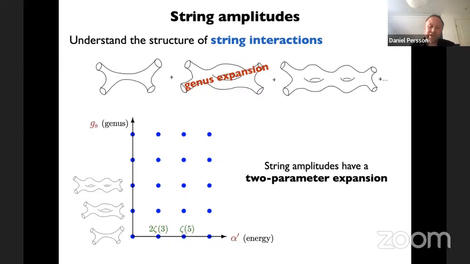Another aspect is that there is actually a 2-parameter expansion. For historical reasons, the other parameter is called alpha prime. You can think of this as sort of the size of the string, if you want. A little bit later, I will show you more explicitly what that parameter expansion looks like. But for the purpose of just this slide, we have this 2-dimensional parameter space where the genus expansion is on the y-axis and this other expansion is on the x-axis. I've given some zeta functions down there, zeta 3 and zeta 5. In a moment, I will explain to you where those come from. But for the moment, I'm just putting them there for later use.